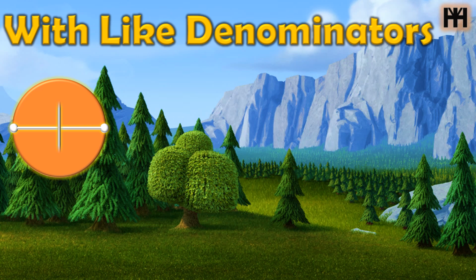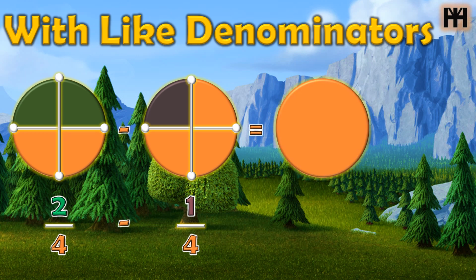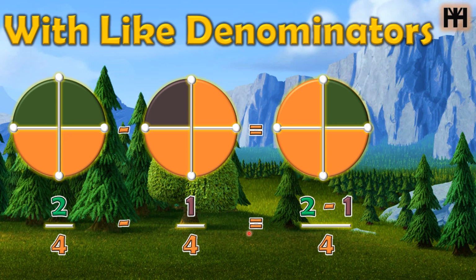Okay, let's say we have 2 over 4 and 1 over 4. But this time, we want to subtract them, not add them. Okay, so we shall remove this purple part from these two green parts here. So it will be like that. Only one green part here. So the result is obvious. It's 2 minus 1 over 4. You see, the denominator stayed the same. We only subtracted the numerators. You see, very easy. Subtract 2 and 1. 2 minus 1 over 4. So it will be equal to 1 over 4.